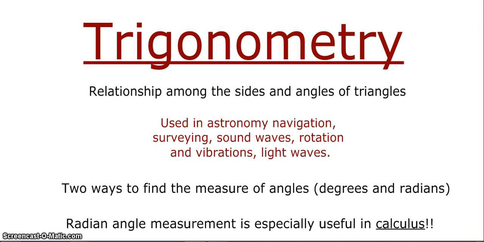There are two ways to find the measure of an angle, which we're going to look at today. One is in degrees, one is in radians. The radian angle measurement is definitely more commonly used when we're dealing with calculus.